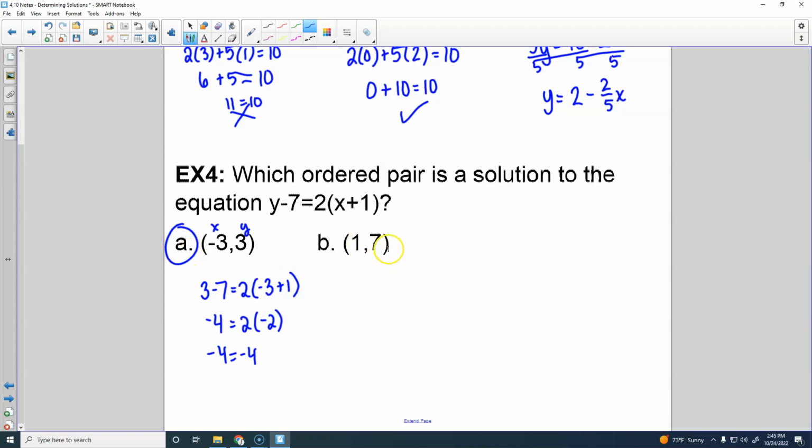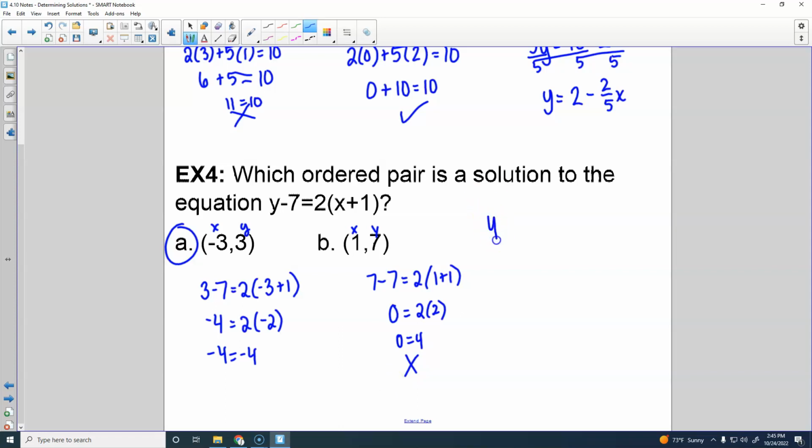Right? 1, 7 should not work unless I've messed up this equation. So if I plug in here, this is my x, this is my y. So if I do 7 minus 7 equals 2 times 1 plus 1. Here I get 0 on the left-hand side, but over here on the right-hand side, I got 2 times 2, which is 4. Is that true? No, 0 does not equal 4. So A is the correct answer there.